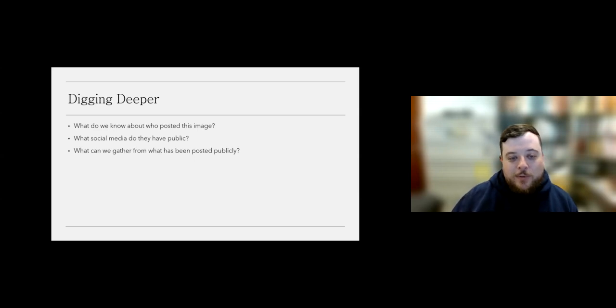So, what do we know about who posted the image? I posted this image, and you can ask yourself, what social media do they have public? Again, social media is the biggest way to figure out how to identify locations. And then you need to ask yourself, what can we gather from what has been posted publicly, whether it's other people, whether it's this person, etc. Right?